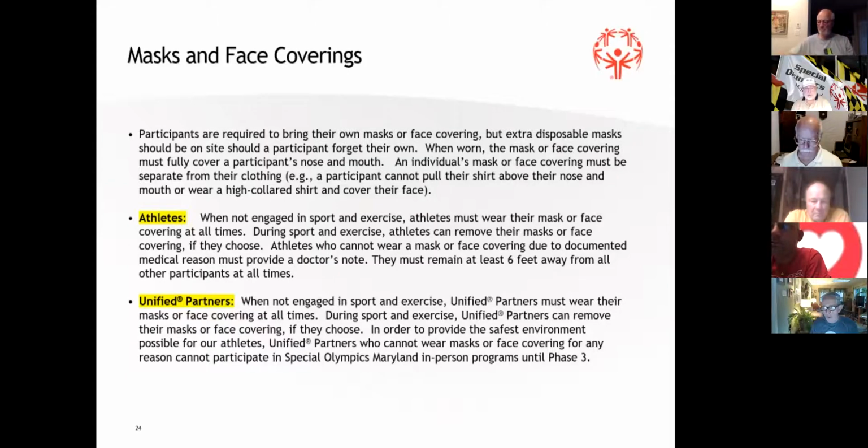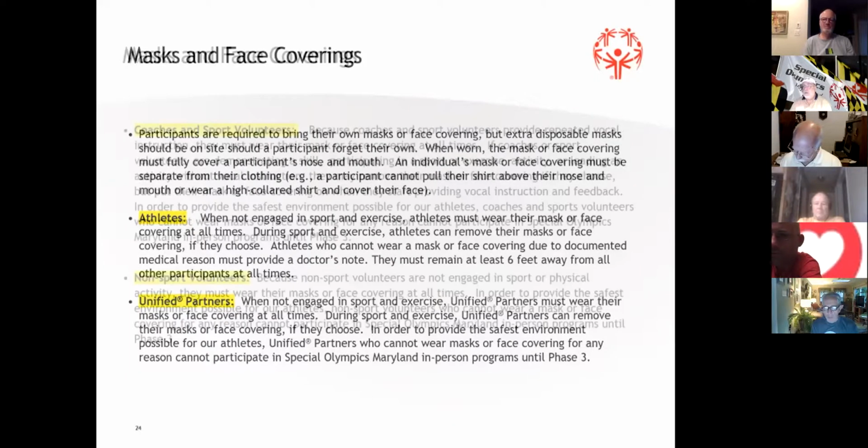So athletes, partners, wear it except when they're actively involved or engaged in physical activity. And then at the end of the practice, after they've done their cool downs and stretches, then they need to put it back on.